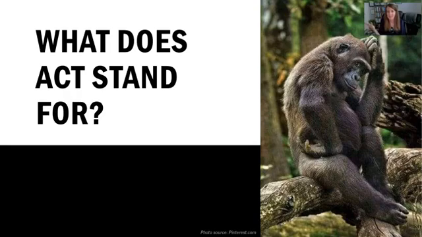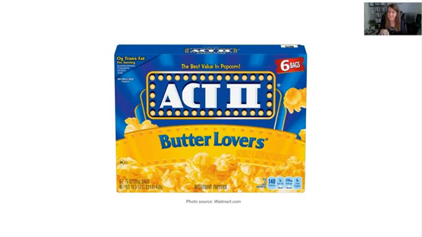We have to start with, what does it even stand for? You might think the answer is obvious because I've actually said it a couple times already, but it's a little bit more complicated than you may realize. And I bet you didn't expect me to have popcorn as my next slide. Much like the theater or this popcorn brand, there are 2 acts. I like to think of it as Act 1 and Act 2.